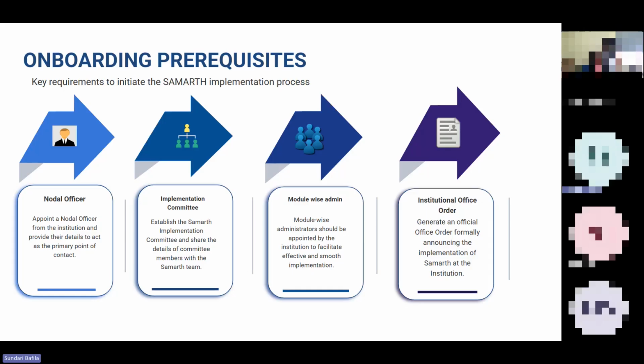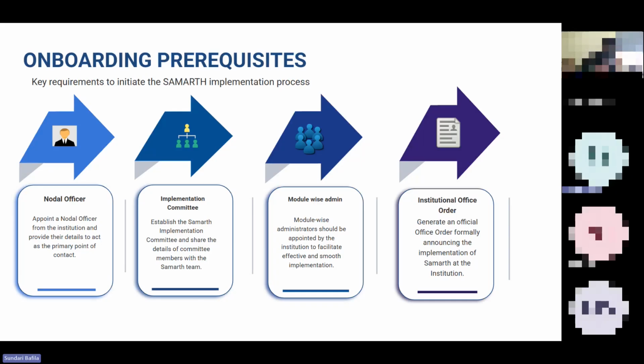Next, the institution can form an implementation committee also. Since Samarth has four main domains, academic, employee, finance, and governance, different members can be assigned for each area to manage the work. After that, the institution should appoint module-wise administrators. For example, a person from the establishment section can handle employee modules like employee management, leave, and payroll. Similarly, different people can be assigned for the different modules.